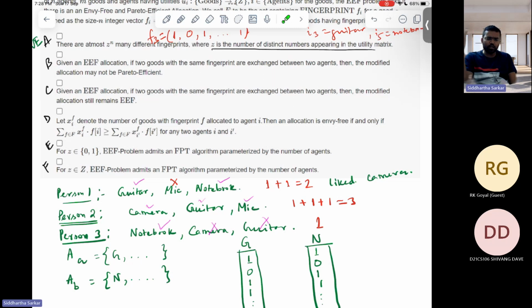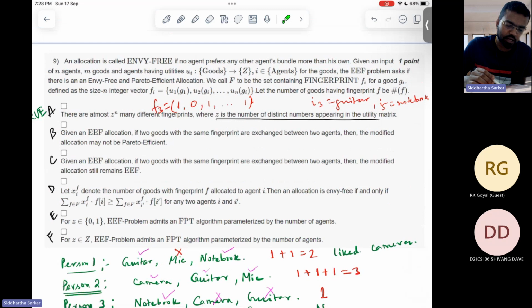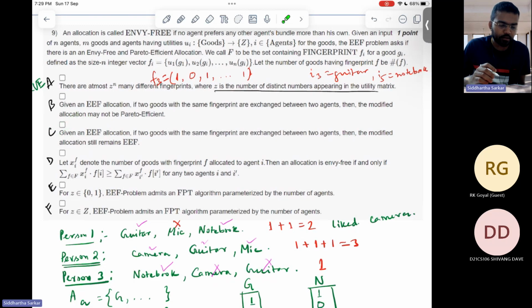But if guitar is valued differently than notebook by person A, then his utility will decrease. That is not a good idea. Then the Pareto efficiency will be lost. So I do not know what is the assumption. If the assumption is that it's a binary matrix, then of course we will go with this option. Otherwise, we'll go with this option. It is not clearly stated what the matrix is. In the answers, NPTEL is saying that this is the answer. So maybe they thought that this is a binary utility matrix.